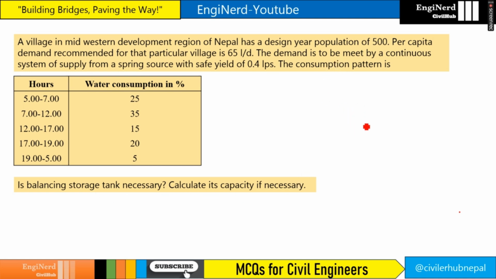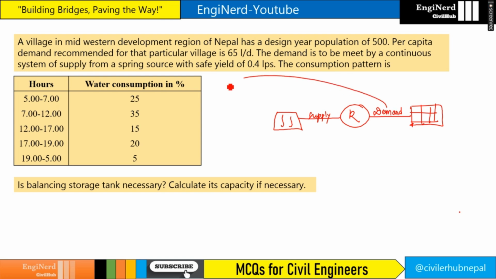So if I say here it is the reservoir and this is the demand side, and here is the supply side to the reservoir. This is the spring source. So here is the supply side and here is the demand side, right? Now for the demand side, this table gives us the value, because water consumption is given in the table. Now for this particular thing, we need to first find the demand side, right?